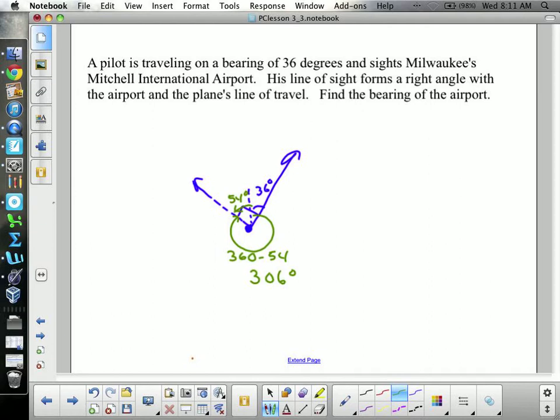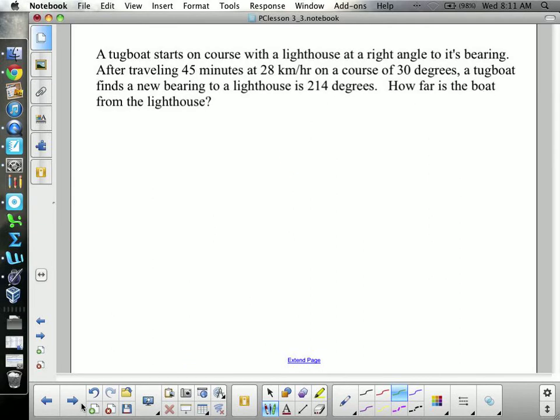So that's one of the types of bearing problems we're going to see today. And like I said, I apologize, I overcomplicated that to start with. A tugboat starts on a course of the lighthouse at a right angle to its bearing. After traveling 45 minutes, here now we're getting into what I wanted to do. Okay? Because now we're getting into vectors. And for those in physics, yes, vectors. Good times.